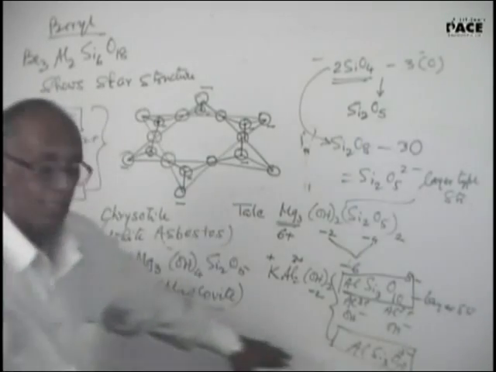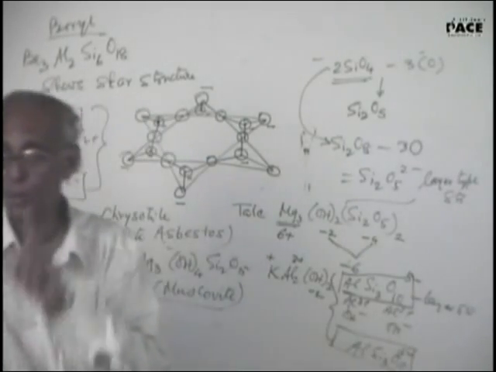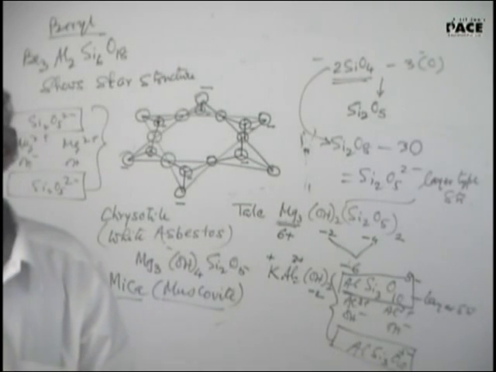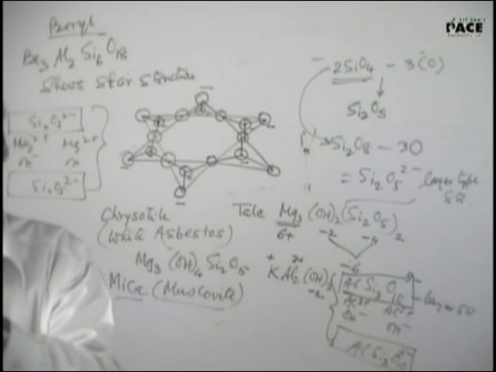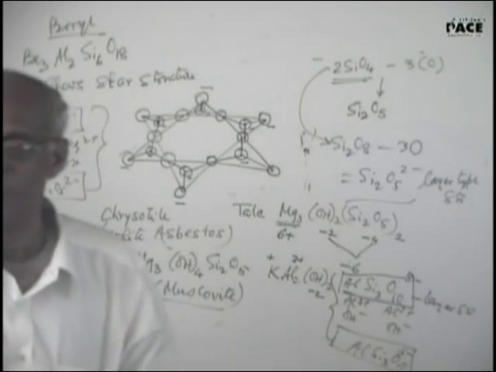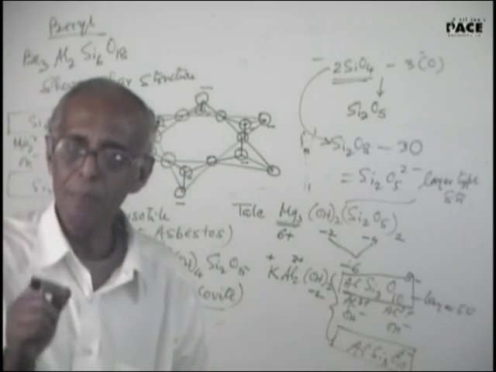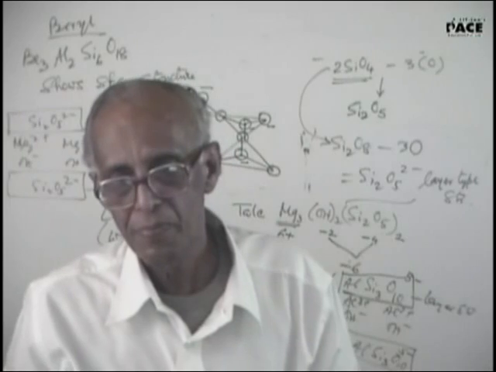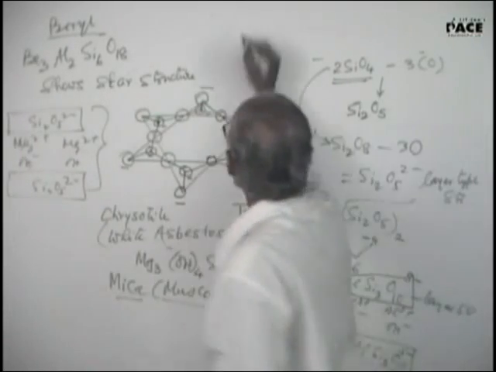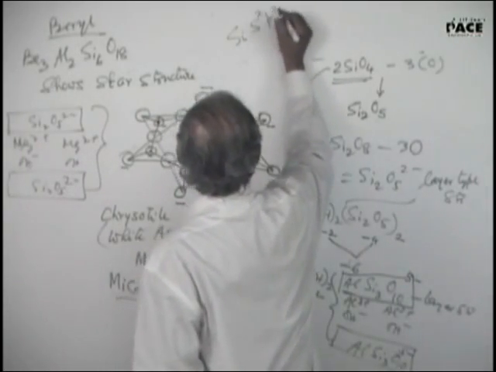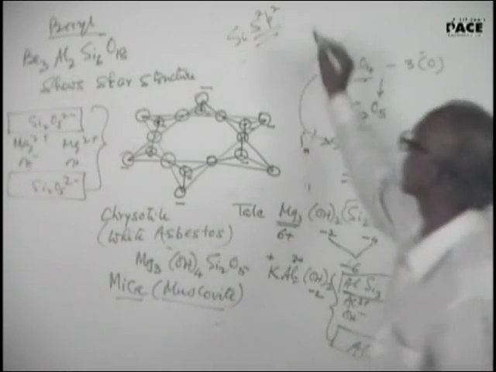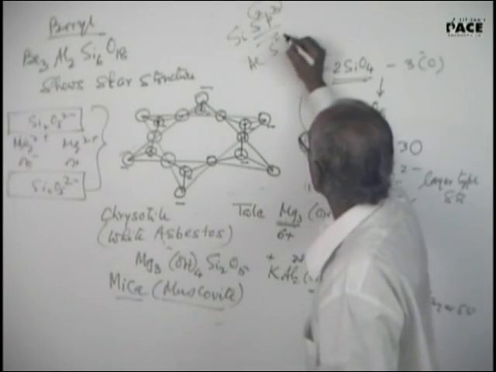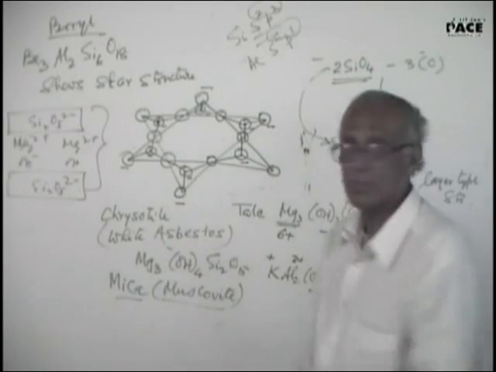Now in mica, 1 out of 4 silicon is replaced by aluminium. Out of 4 silicon, only 1 is replaced by aluminium. Now when aluminium is replacing silicon, silicon is tetravalent because silicon has S2P2 configuration. So it has 4 electrons, whereas aluminium S2P1, it has 3 electrons.